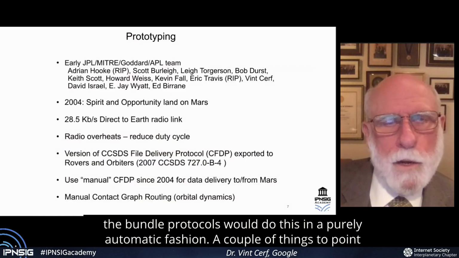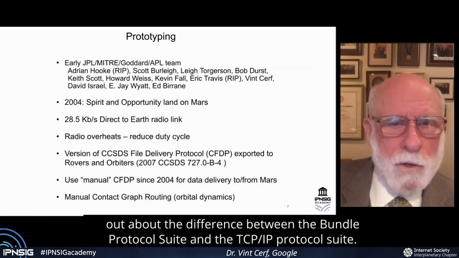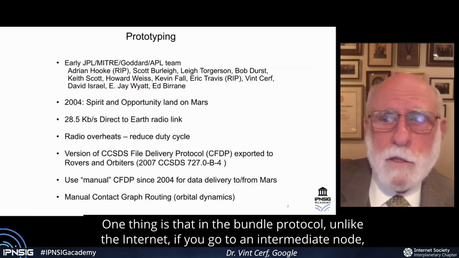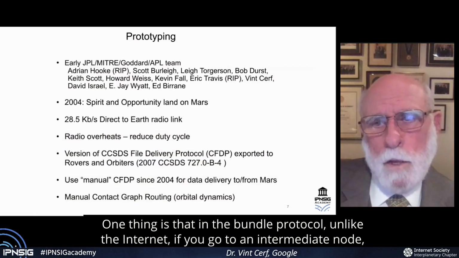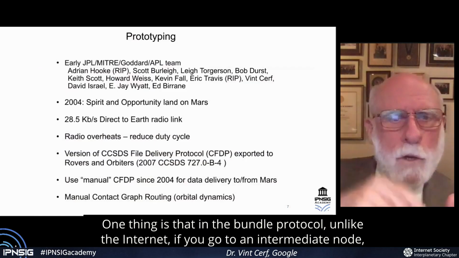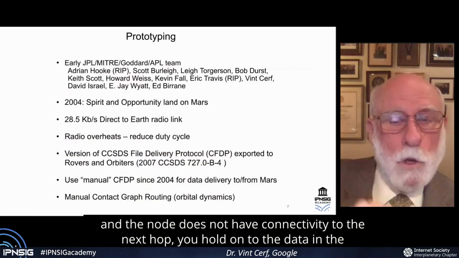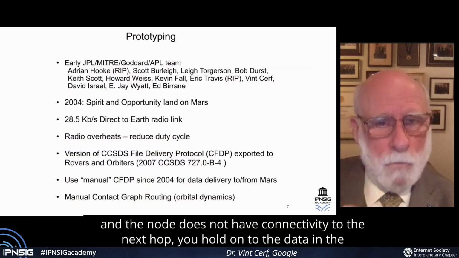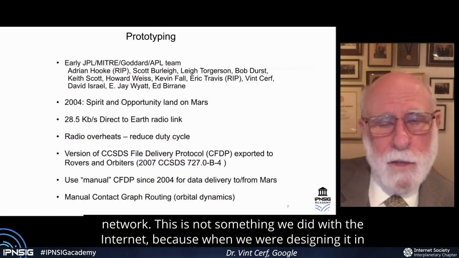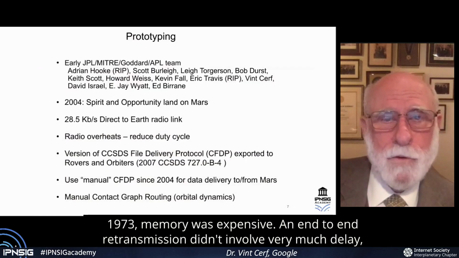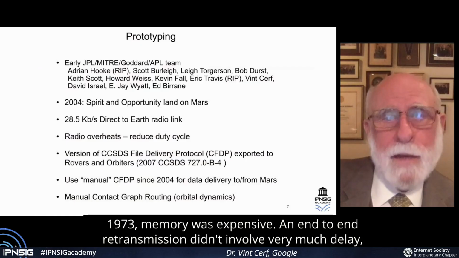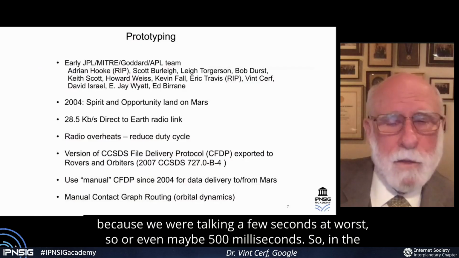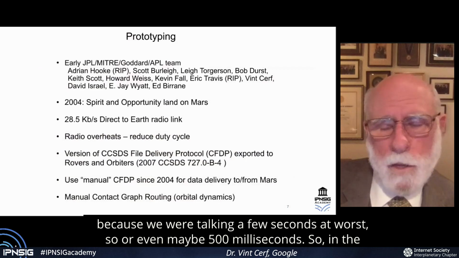A couple of things to point out about the difference between the bundle protocol suite and the TCP/IP protocol suite. One thing is that in the bundle protocol, unlike the internet, if you go to an intermediate node and the node does not have connectivity to the next hop, you hold on to the data in the network. This is not something we did with the internet, because when we were designing it in 1973, memory was expensive, and an end-to-end retransmission didn't involve very much delay, because we were talking a few seconds at worst, or even maybe 500 milliseconds.